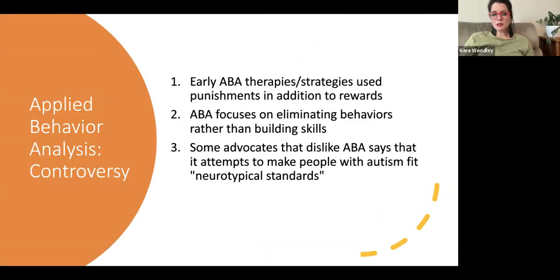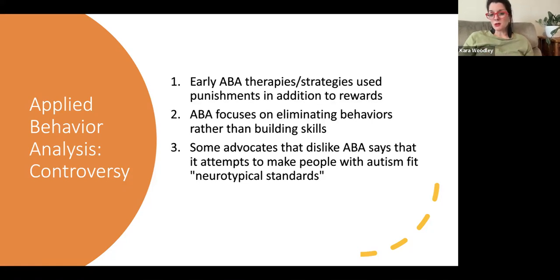I do want to touch on applied behavior analysis and the controversies that have surrounded it. You may have met somebody that has a very strong opinion about ABA, but just know that there are some very positive things based in ABA science. There are also some controversies that people still hold, and I just want to touch on those and let you know that they're out there. Some of the controversies, three parts, I'm going to say them here. Early ABA therapy strategies used punishments in addition to rewards, and people realized that that wasn't always a good thing. ABA also focuses on eliminating behaviors rather than building skills, in some people's opinions.